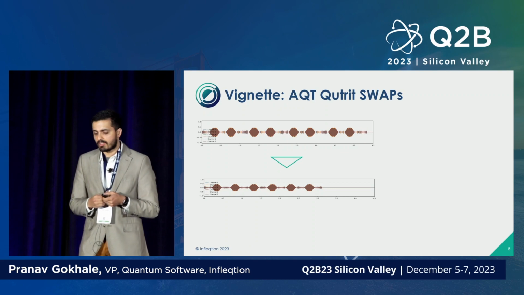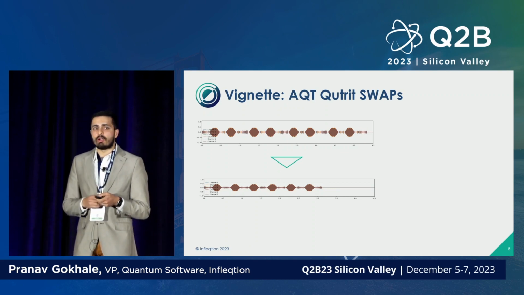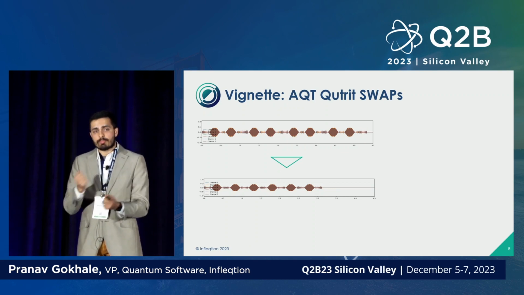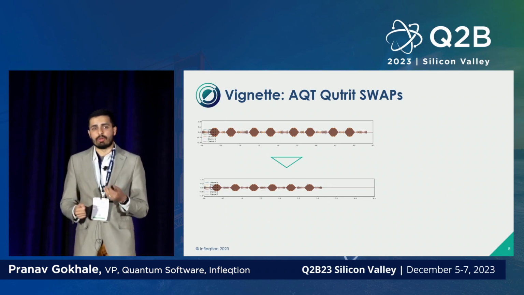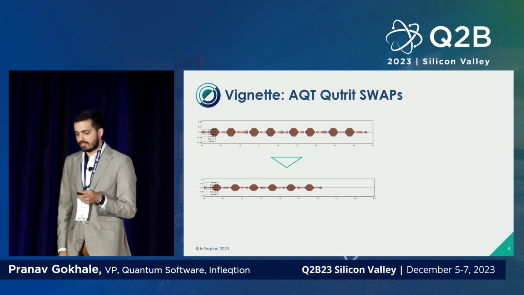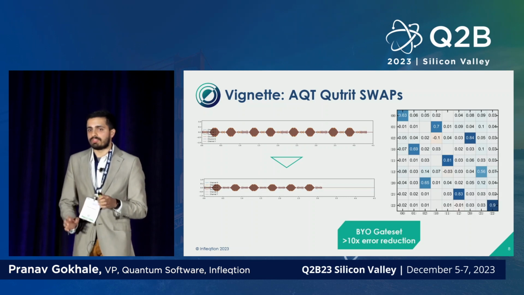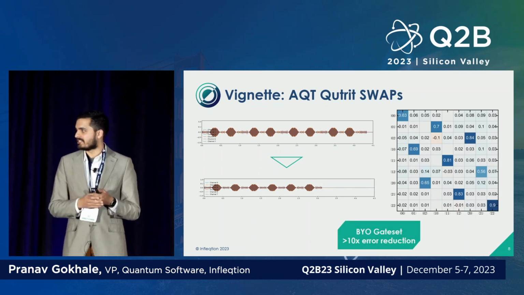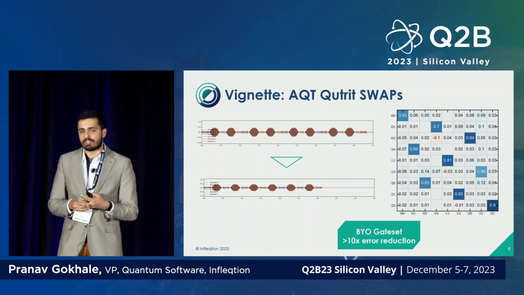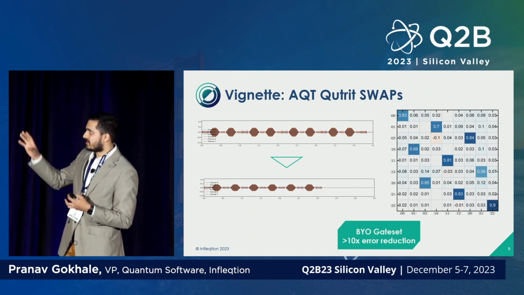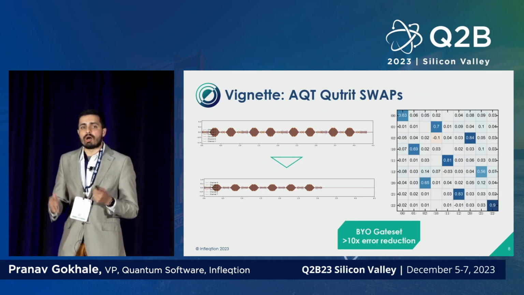hardware. And what that means is that we are able to perform this swap between two Q-trits with far lower error and far faster. And this is that result. So with this technology, which we call bring your own gate set, we get more than 10x reductions in error. This is essentially a truth table of swapping of Q-trits.